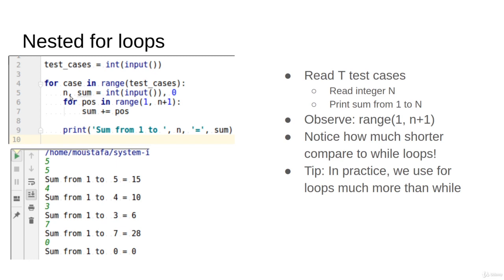After that, we are reading the variable n, the number to sum up to, and then initializing sum to 0. And then I'm iterating for position. I would like to sum from 1 to n. So the range should start with value 1. And after that, we need to end at n exactly. If we put here the value n, it will not be included. So we put the value n plus 1. And then inside the loop, we again have sum plus equal position.